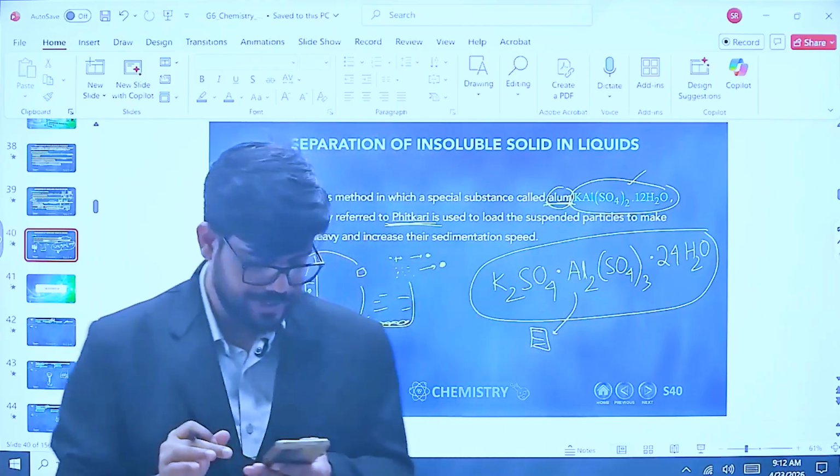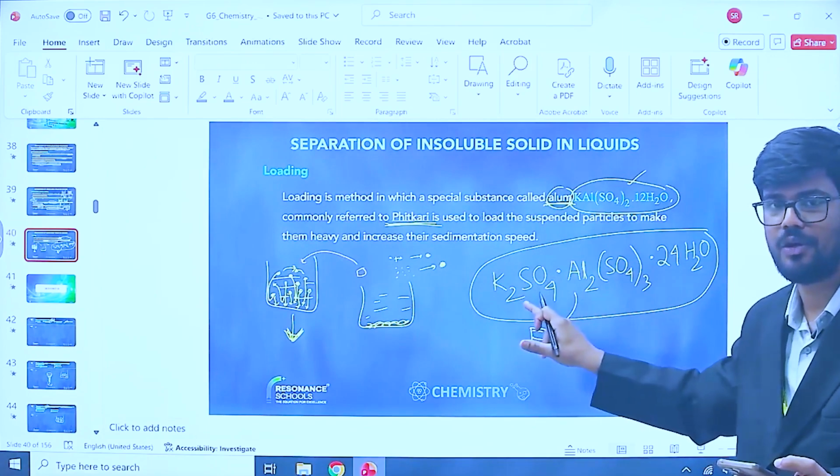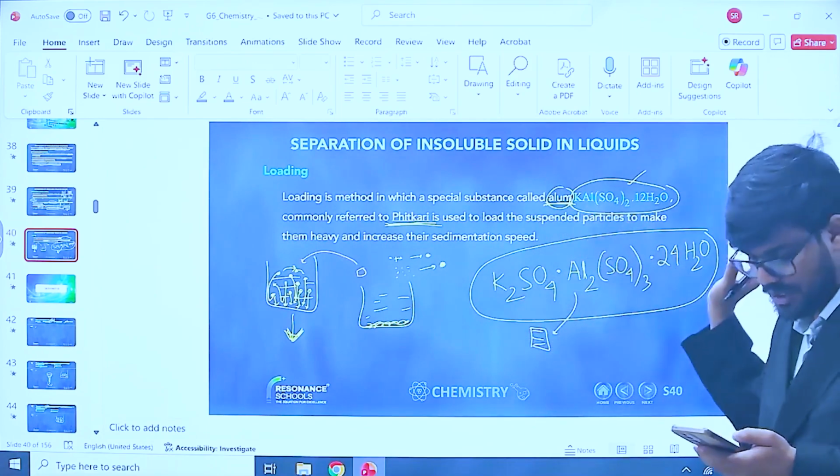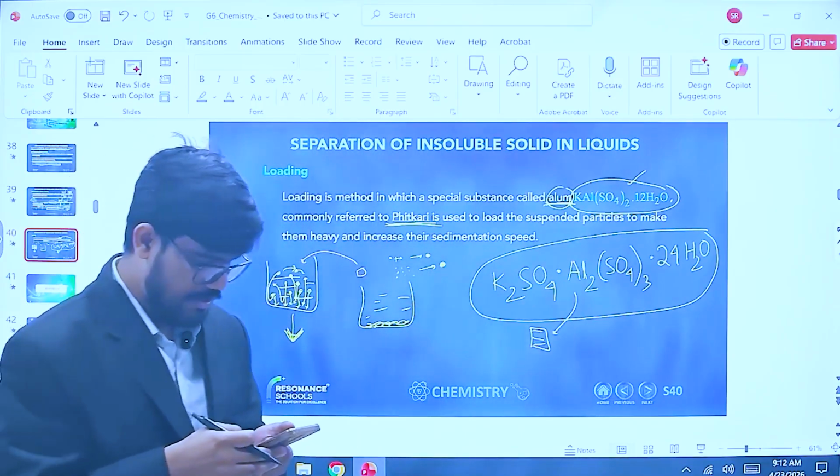Next, this is called fit curry. Either this molecular formula or that molecular formula, both are same. Doubt, new doubt.